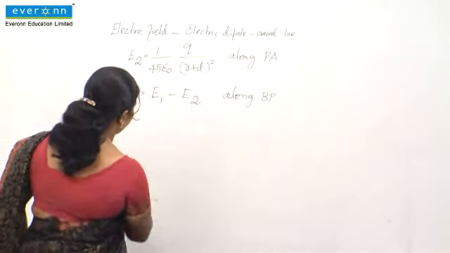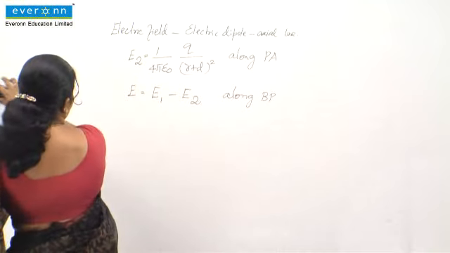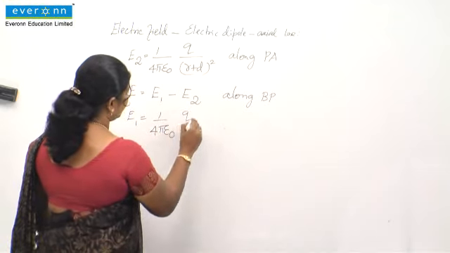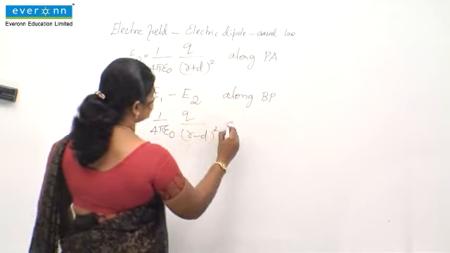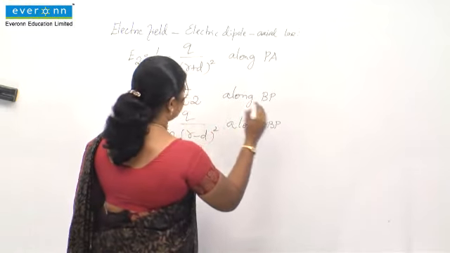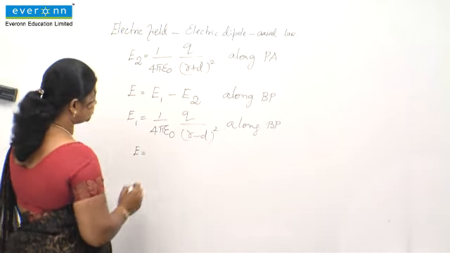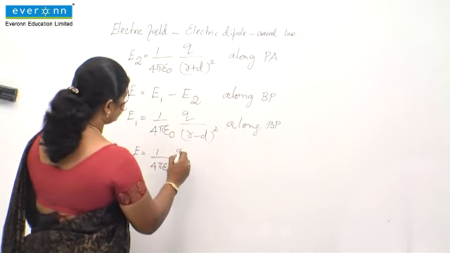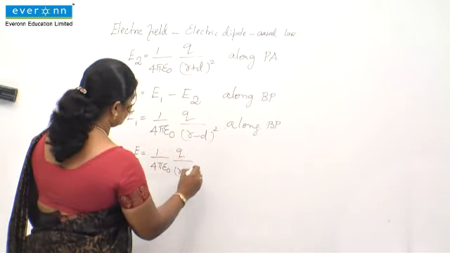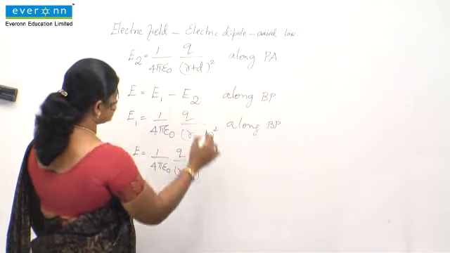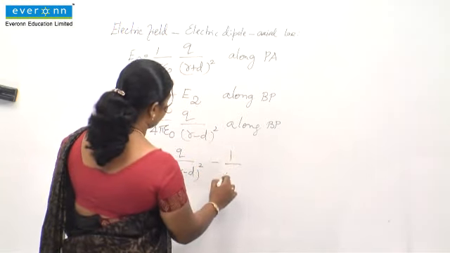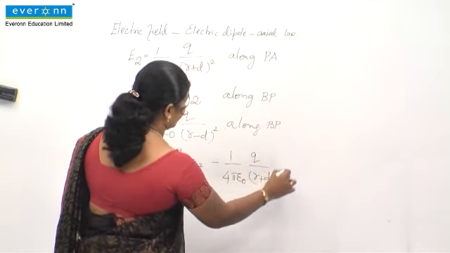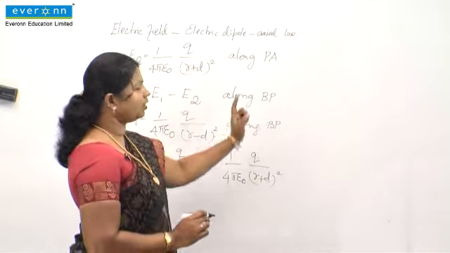So we have E1 and E2. E1 is equal to 1 by 4 pi epsilon naught Q by (R minus D) the whole square. So this is along BP. So let us find out E now. E will be equal to E1, which is 1 by 4 pi epsilon naught Q by (R minus D) the whole square, minus 1 by 4 pi epsilon naught Q by (R plus D) the whole square. Okay, so this direction will be along BP.